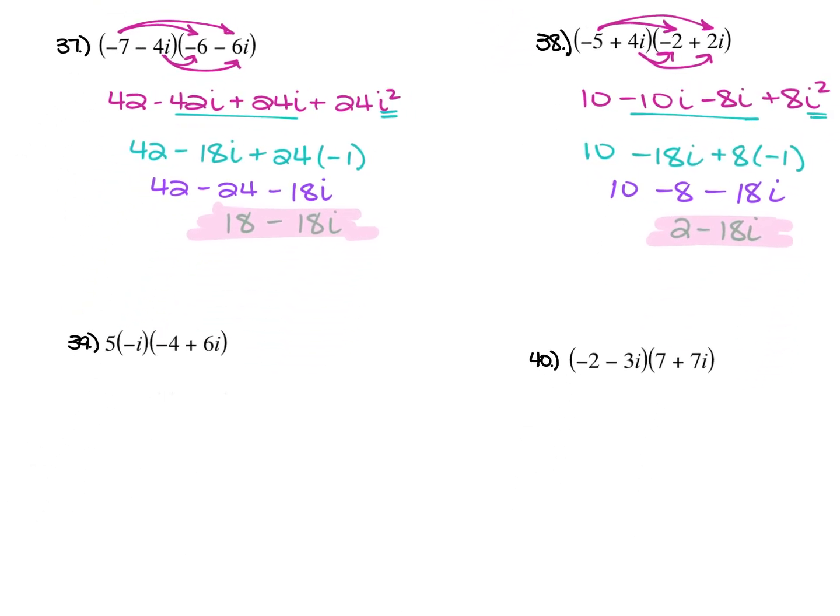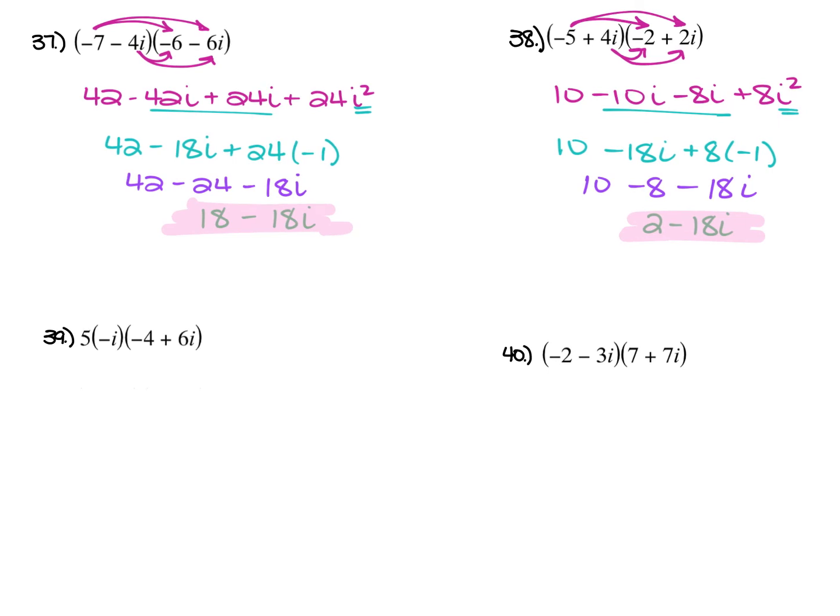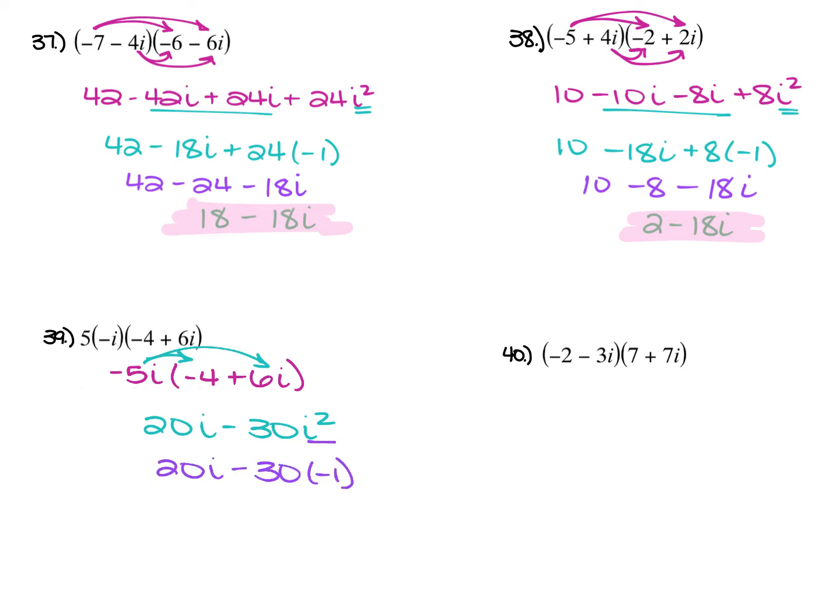For 39, you have 5 times negative i times negative 4 plus 6i. You're going to multiply the 5 times negative i first. That's negative 5i times negative 4 plus 6i. From here, we'll distribute the negative 5i into the set of parentheses, and we are left with 20i minus 30i squared. Again, the i squared is negative 1, so that's 20i minus 30 times negative 1, which is 20i plus 30. You rewrite this with the 30 in front, and that's just 30 plus 20i.